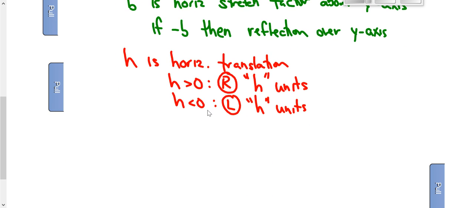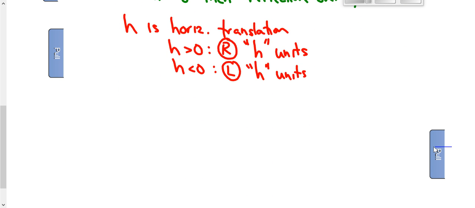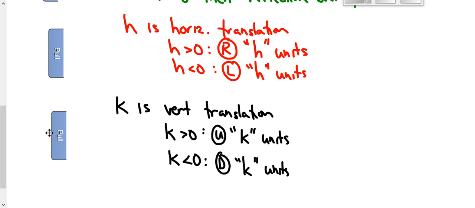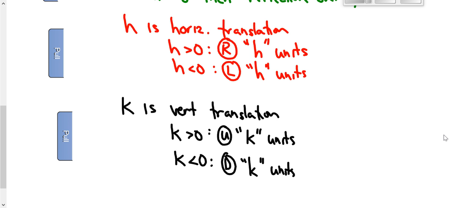And then last but not least, k is once again the vertical translation. Same thing here. If k is greater than 0, that means it is moving in the positive direction, i.e. moving upward. And if k is less than 0, which is negative, that means the graph would be moving downward.